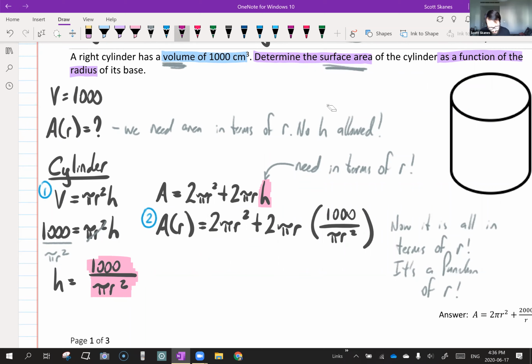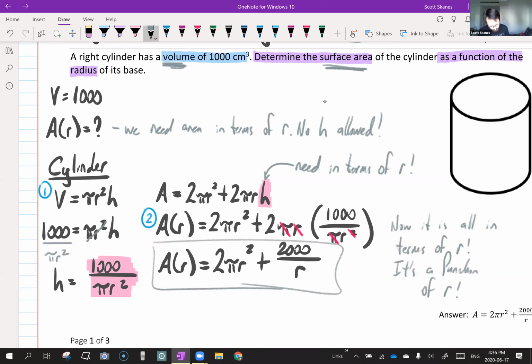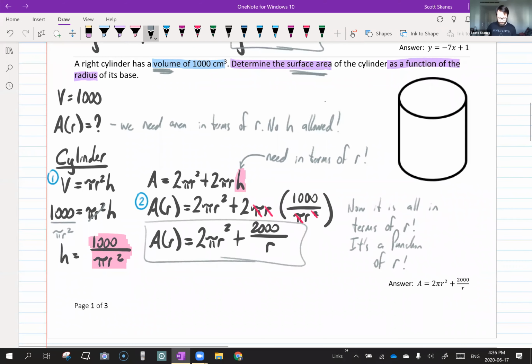The only thing left is to do some cancels. So let's cancel pi with pi. You can cancel one of these r's with one of the r's on bottom. That'll leave one r. And then we have our answer. This is 2 times 1,000. 2,000 is our final answer. Okay, hopefully that's clear. I'm just going to move things around to make it more clear on the page.